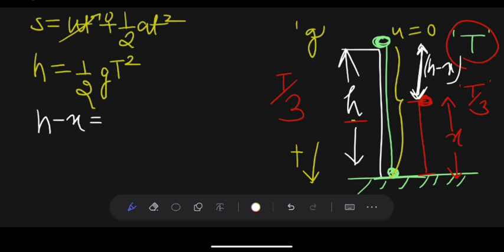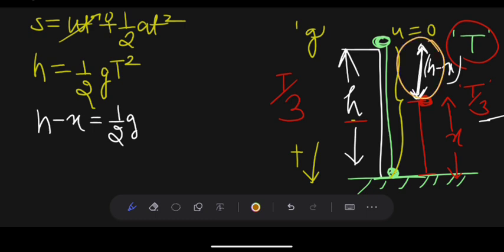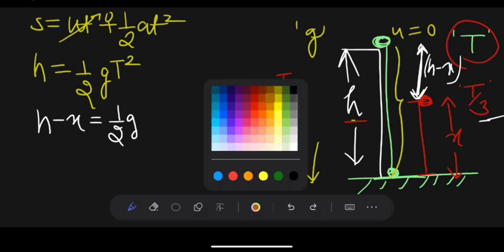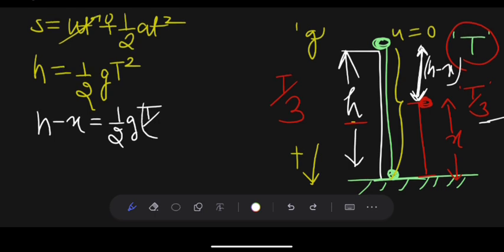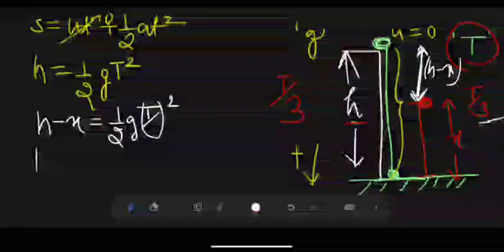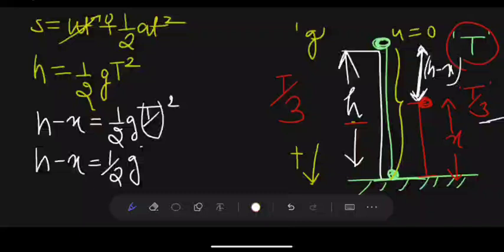So for this also, h minus x is going to be, with initial velocity 0, half into g. Now here t becomes t by 3, because this much distance till here is covered in t by 3 second. So instead of t we will write t by 3 whole square, that is, h minus x is equal to half g t square by 9.